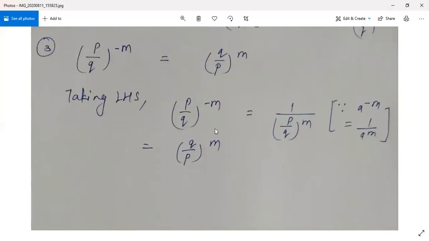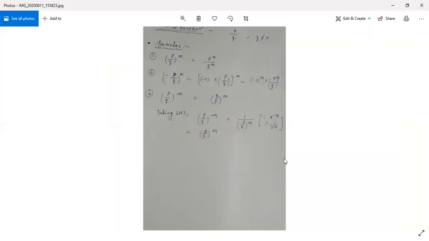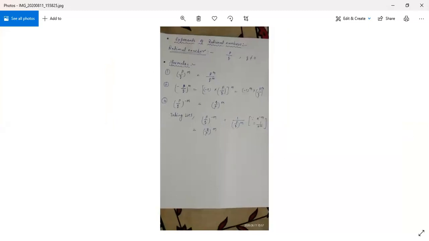Then also let me tell you, p by q whole to the power minus m is written, right? So we know the formula that a to the power minus m is always equals to 1 upon a to the power m. So instead of p by q whole to the power minus m, we can write it as 1 upon p by q whole to the power m. And this part we can write after we reverse it. We will reverse the p by q part. The p by q will be written as q by p. Okay, so we will be getting the value as q by p whole to the power m. Okay, then. Next one.